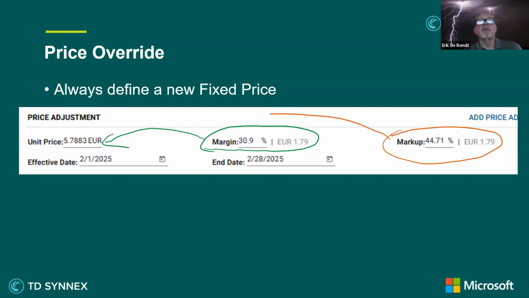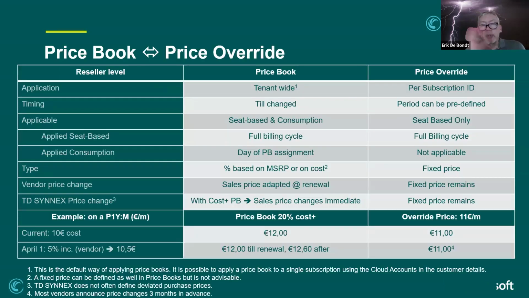Same for the markup. If you do the markup, you will also make a new fixed price. You will not have the markup being applied on changes done by the vendor or by DD6. So I put it in a kind of comparison table: price books and price overrides.